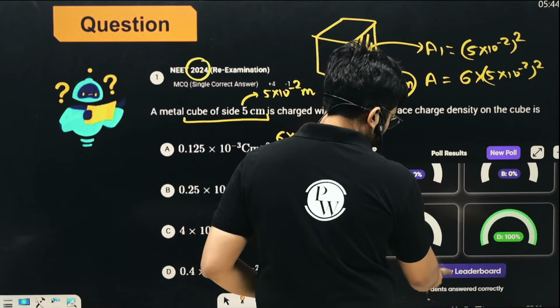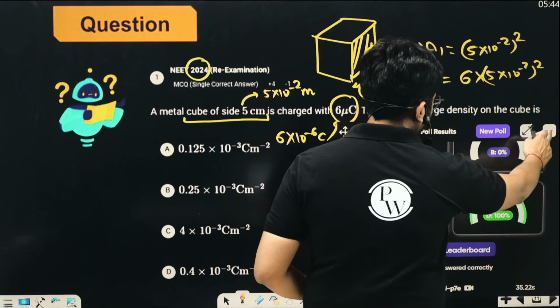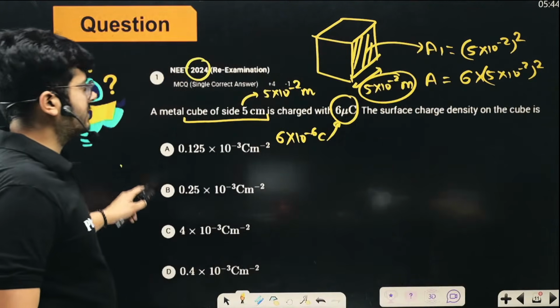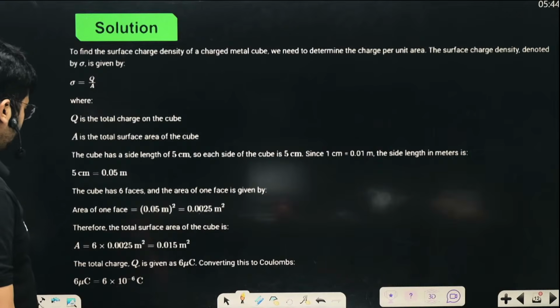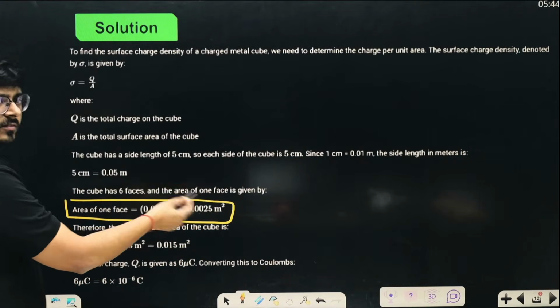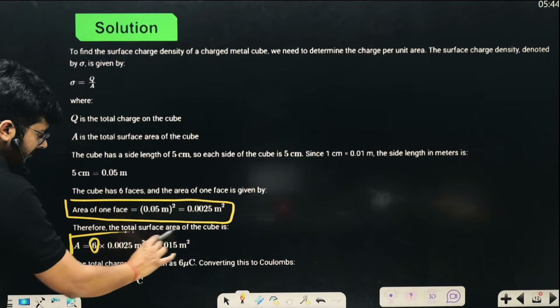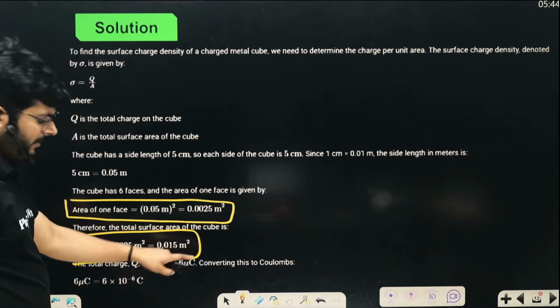So here the option D was correct, and Ayushi was giving the correct answer. You see that the area of one face is this 0.05 squared. This is the area of one face. You multiply that by 6. This is the total available area, which is 0.015, right?